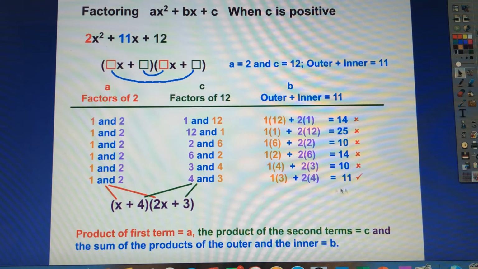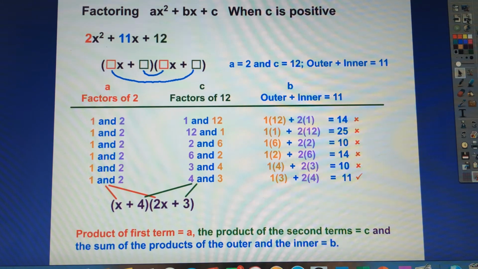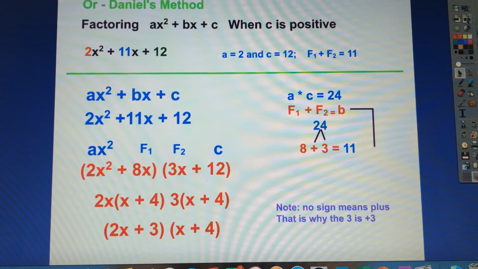But please take a moment, stop your video. If you're one of my students, go back and look at your printed slides and take a look at what's happening here. The product of the first term equals A, the product of the second term equals C, and the sum of the products equals B. Now the shortcut, which we call Daniel's method. Several years ago, I had a student named Daniel. So Daniel, if you're watching this video today, this is dedicated to you.